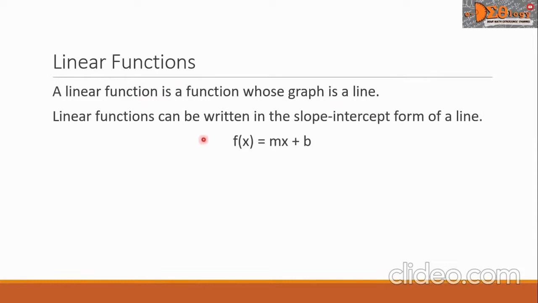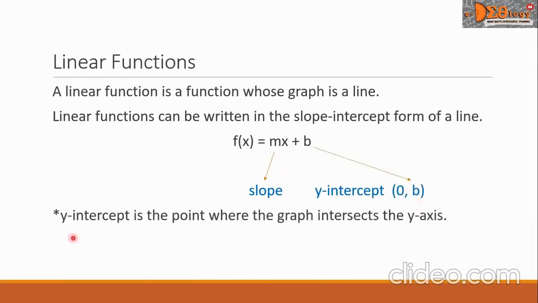Linear functions can be written in the slope-intercept form of a line. This is f of x equals mx plus b. We know that m, the coefficient of x, is the slope of the line, and the b is the y-intercept. Showing the ordered pair, we can write (0, b).